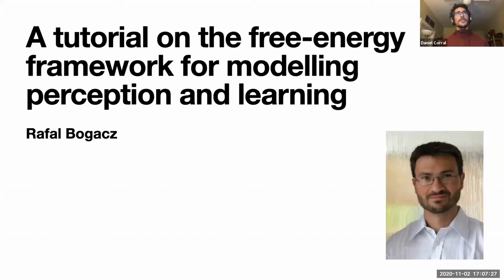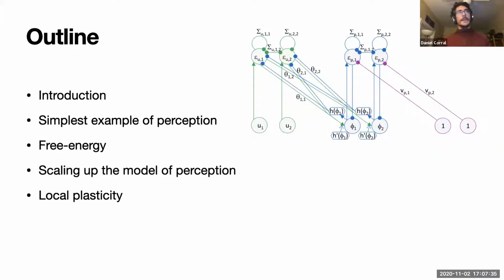Modeling, Perception, and Learning by Rafael Bogach. I think I'm saying his name right. There's a picture of him here. And there are 5 sections to this paper. We'll just run through: introduction, simplest example of perception, free energy, scaling up the model of perception, and local plasticity.